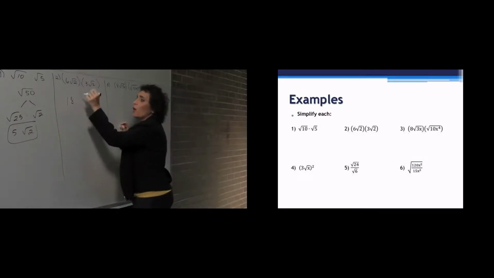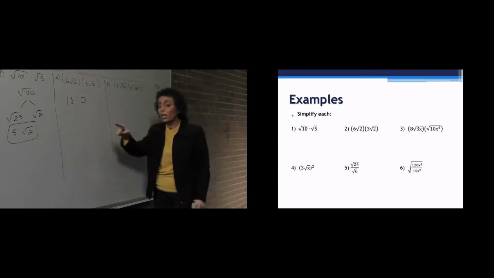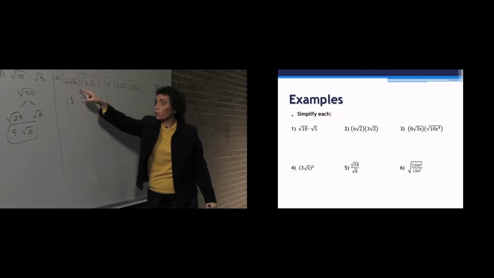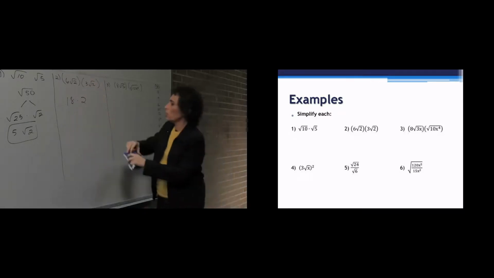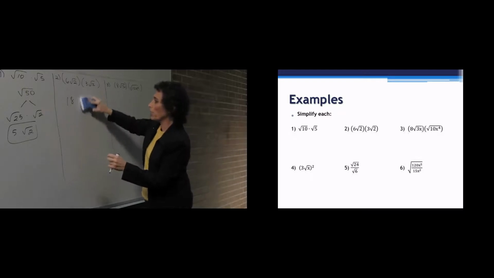Outside is 18, but square root of 2 times square root of 2 is 2. We just saw that. When you square a square root, when you multiply a square root by itself, you get what's inside. If you can't see it, watch this. I'll do it the long way. The long way is okay.